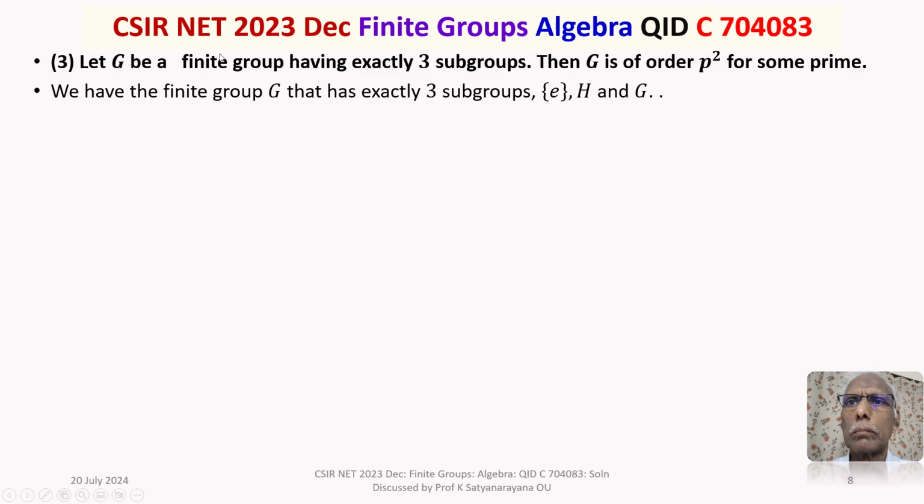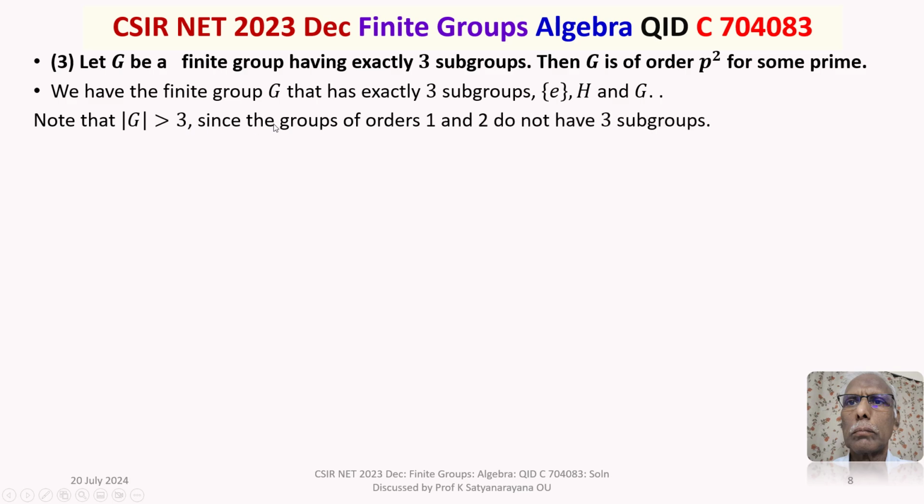Further, G has exactly 3 subgroups. Let us say the identity element alone, the whole group G, and a proper subgroup H. So these are the 3 subgroups. Note that the order of G is greater than 3. Why? Because the groups of order 1 and 2 do not have 3 subgroups. They only have trivial subgroups. So the order of G is greater than 3.